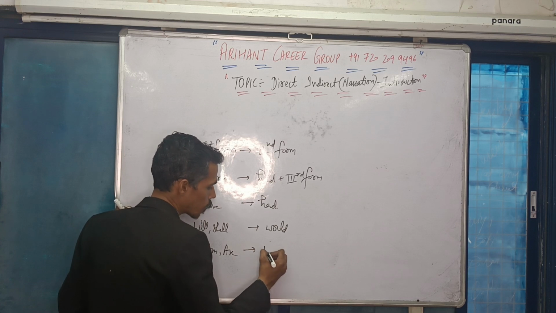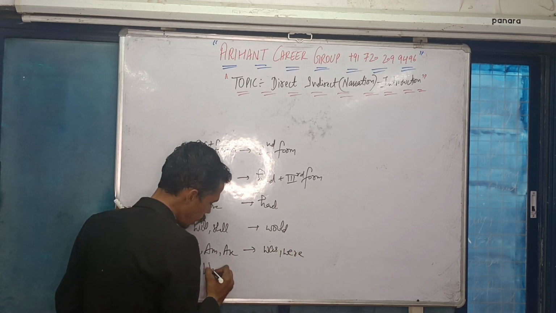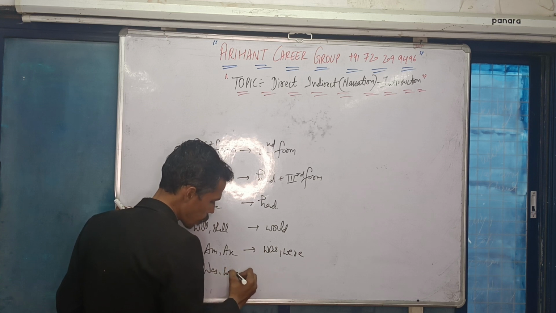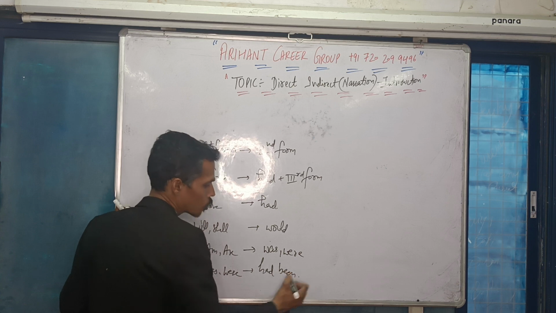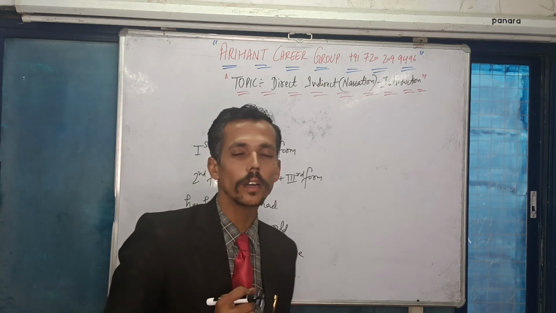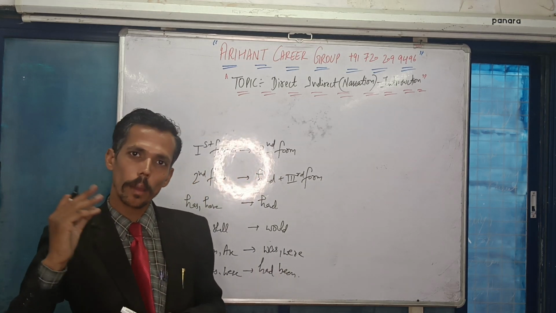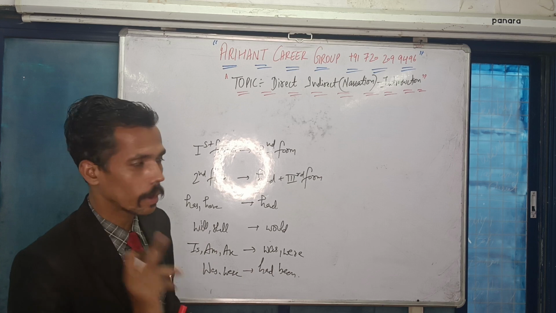Is, am, and has have to be converted into was or were, and was, were, are to be converted into had been. So please understand these basic rules. These are applicable only in a situation where you get a second form at the beginning. For example, "he said to me." If it is "he says to me," the first form, then these rules are not applicable.